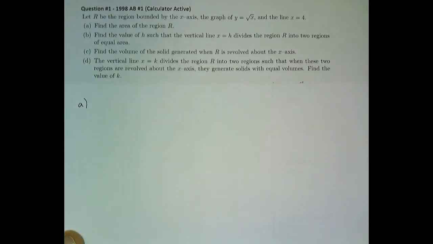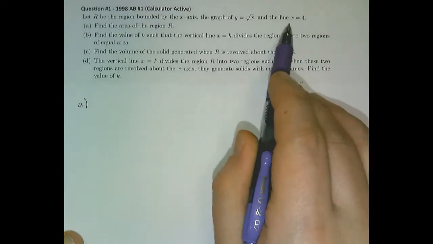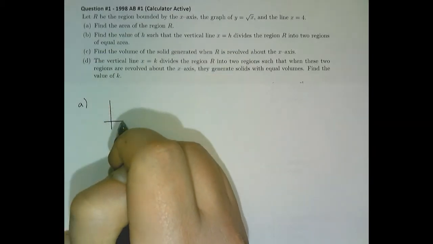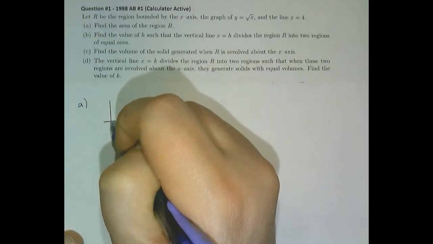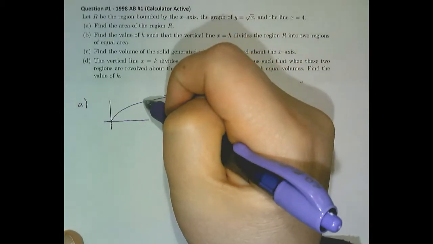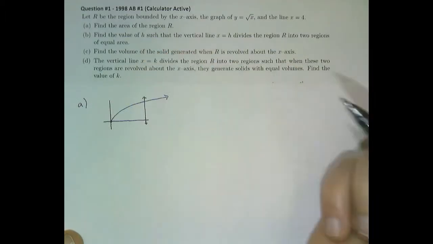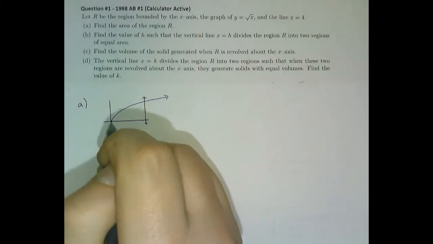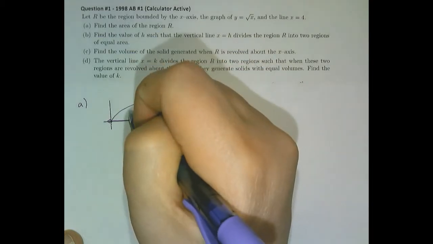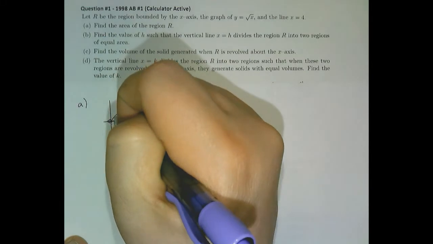Let R be the region bounded by the x-axis, the graph y equals square root of x, and the line x equals 4. So to start off, I'm going to sketch roughly what this diagram looks like. The square root of x looks like that. The line x equals 4 looks like that. And the x-axis is this line. So we've set up our region R, and they want us to find the area of this region.